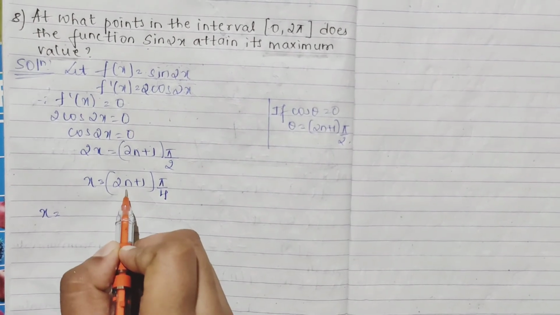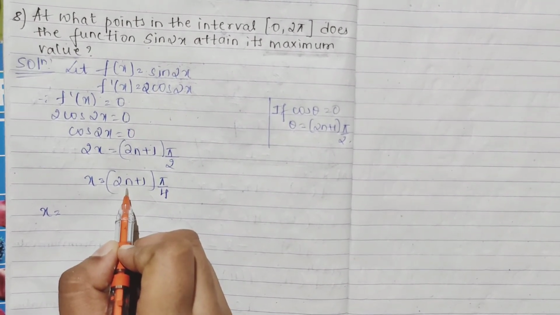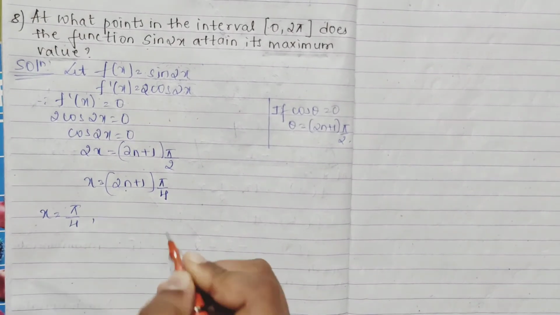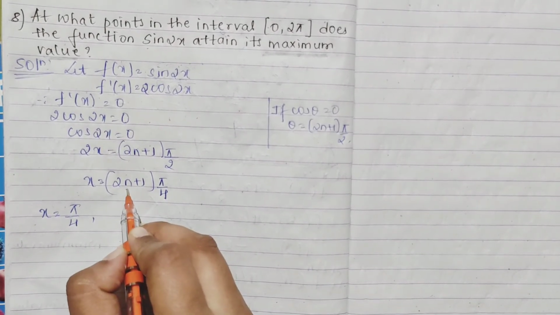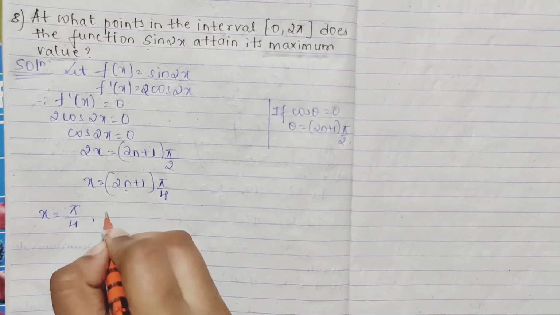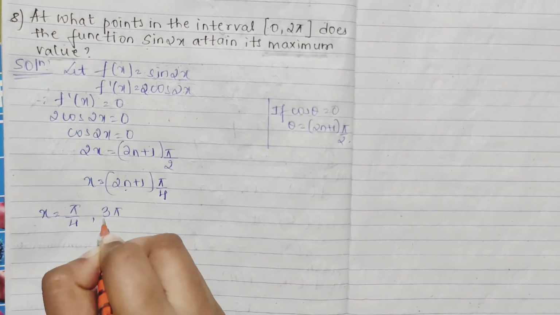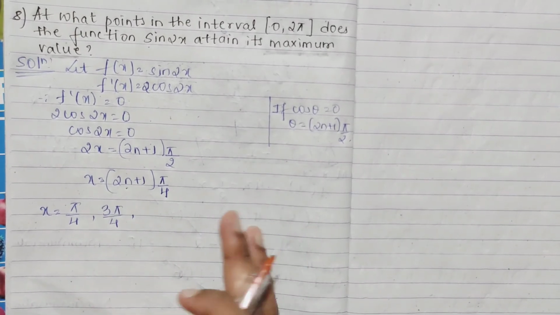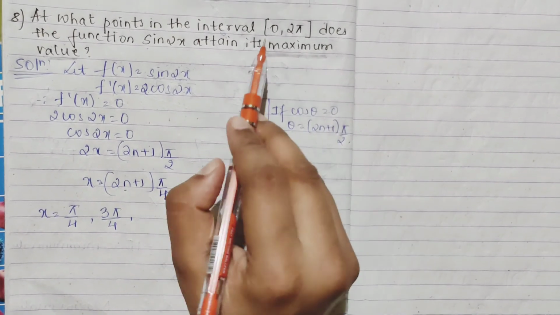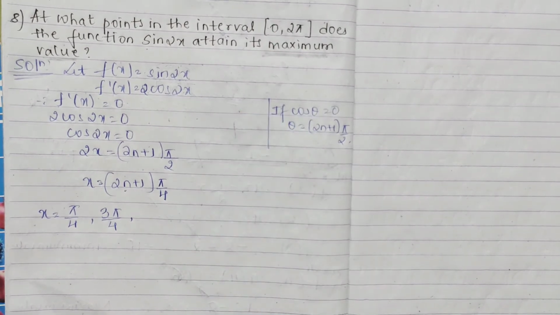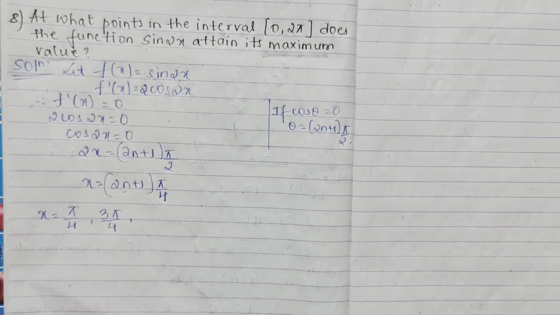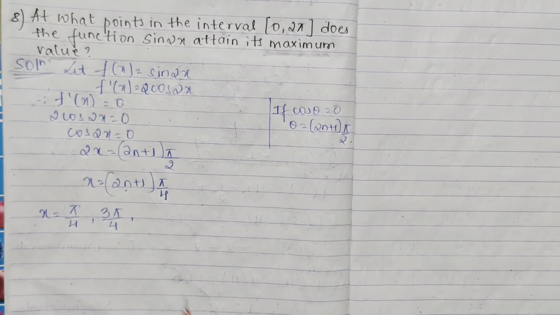So how you have to do it: first put n is equal to 0. When n is equal to 0, what will you get? x as pi by 4. Then put n is equal to 1. When n is equal to 1, you will get 2 plus 1, so it is 3 pi by 4. You will get infinite numbers, right? But the thing here is, they have given you the interval that it should be between 0 to 2 pi, right? So just between that you have to consider your numbers.